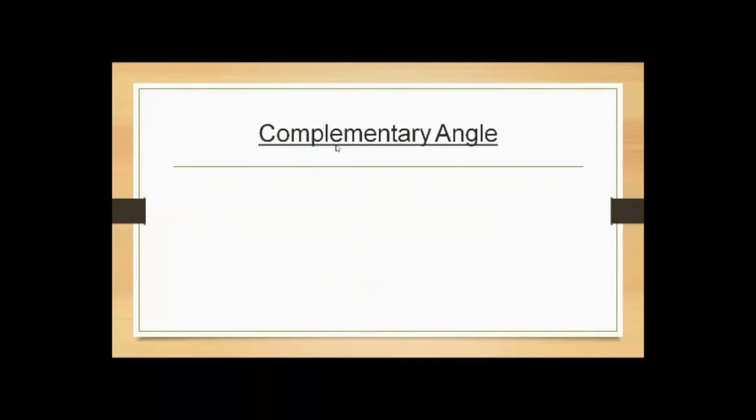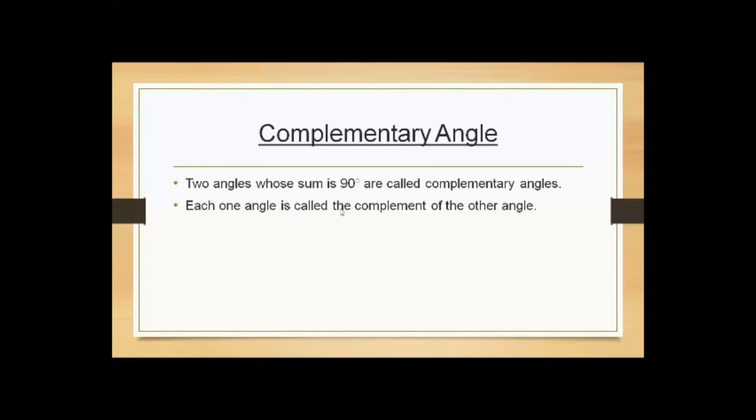Now students, we move towards complementary angles. What are complementary angles? Two angles whose sum is 90 degrees are called complementary angles. Each angle is called the complement of the other angle. The outer arms of two adjacent complementary angles are perpendicular to each other.